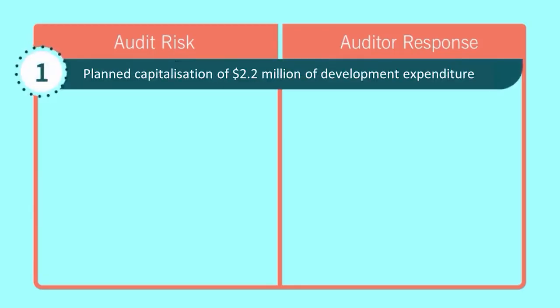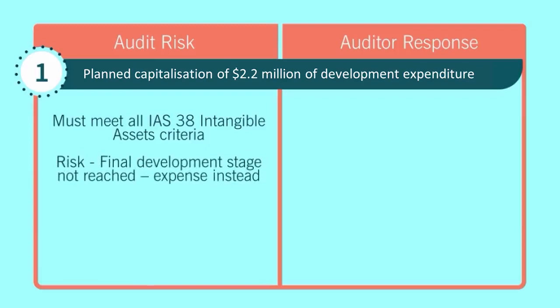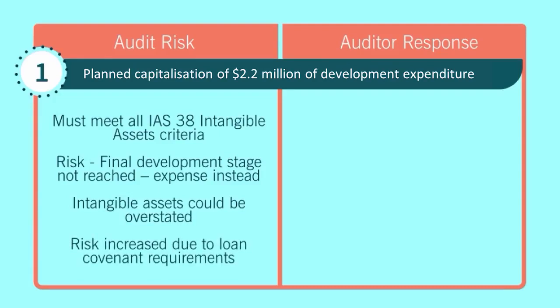The first audit risk we discuss is the plan to capitalise development expenditure. To be capitalised, it must meet all of the criteria under IAS 38, intangible assets. Here, there is a risk that some projects may not reach the final development stage. These should be expensed instead. As a result, intangible assets could be overstated, and this risk is further increased because of the loan covenant requirements to maintain a minimum level of assets.